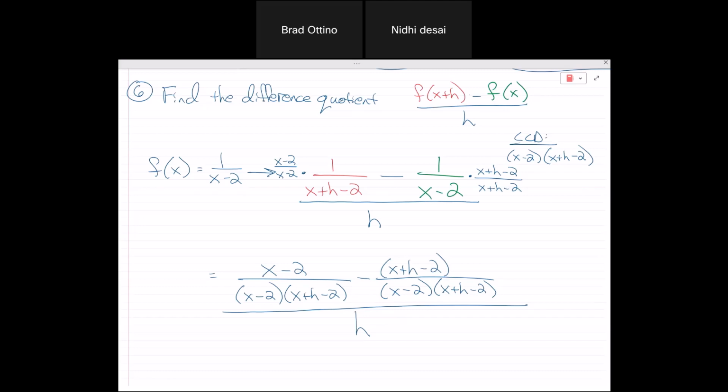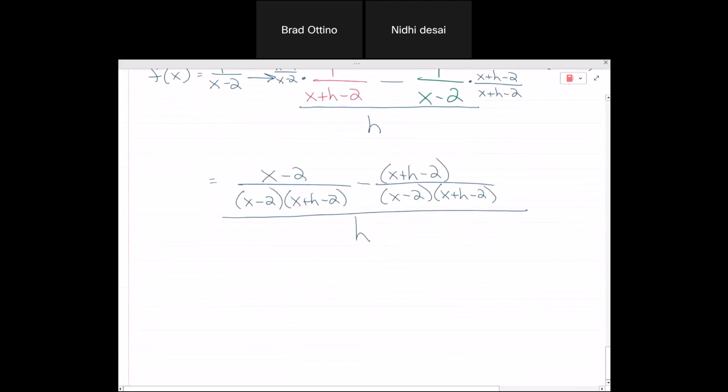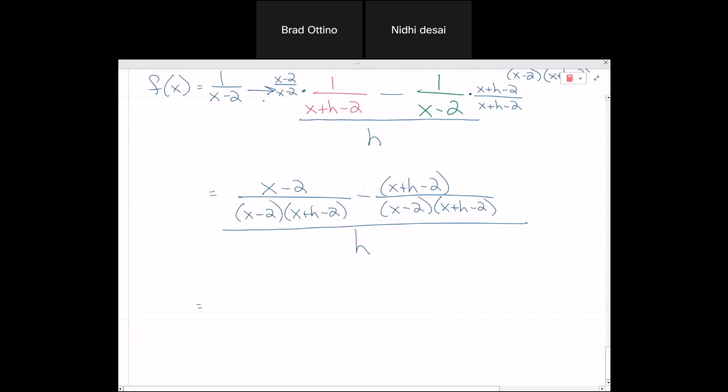Now that we got a common denominator, we can go ahead and combine the top two fractions. Remember to distribute this negative, and we get x minus 2 minus x minus h plus 2 over the denominator. We'll just go ahead and multiply this out. x squared plus xh minus 2x minus 2x minus 2h plus 4. And we're dividing that whole thing by h.